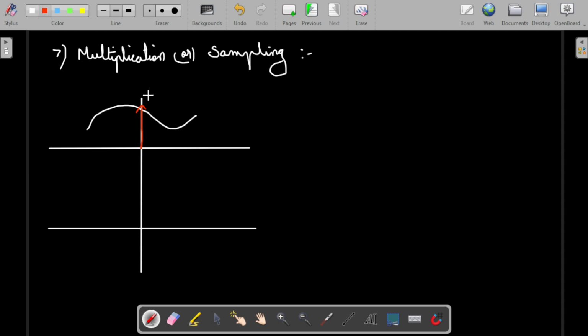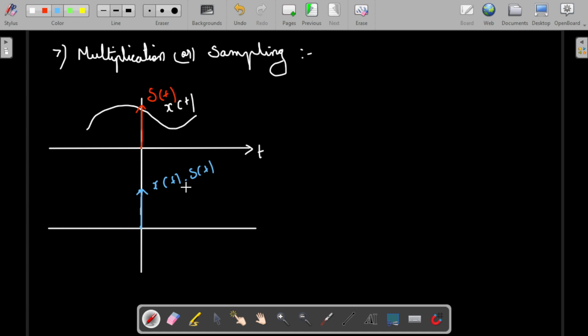If we multiply, the red color is del of t, and the white color is x of t over the time period T. If you do this, the output will come as the multiplied version of x of t and the impulse del of t. So this will come like this, and this point will be x of t dot del of t, the sampled version. It will come as it is.